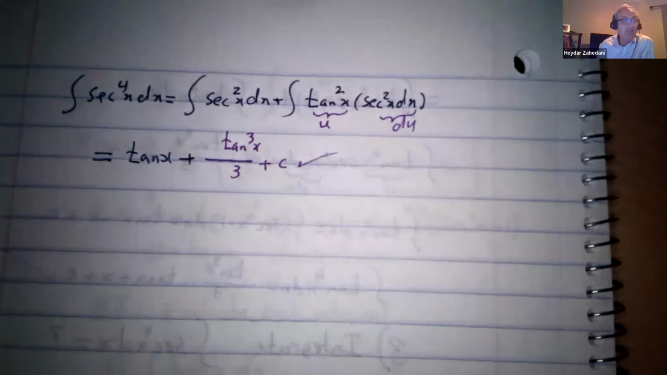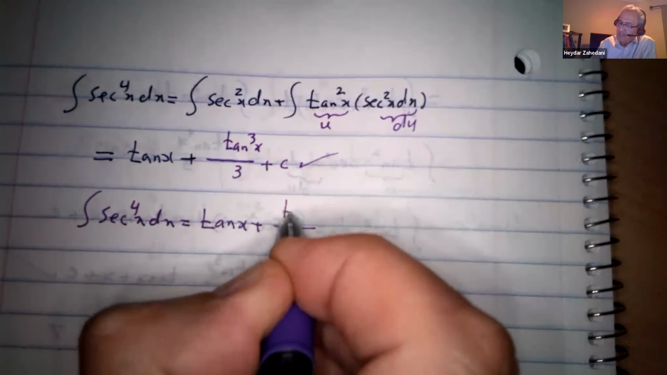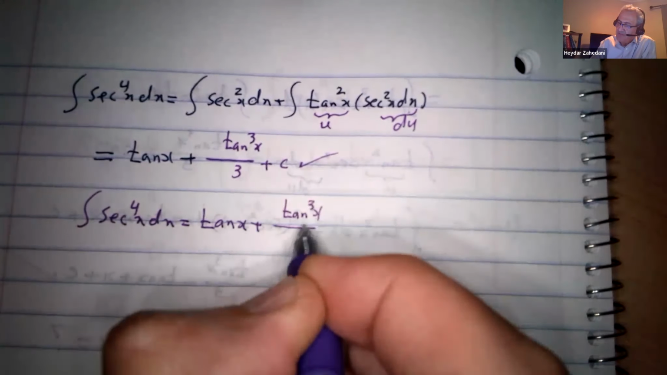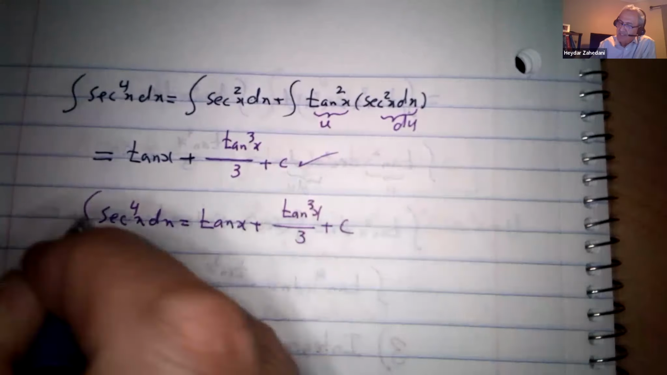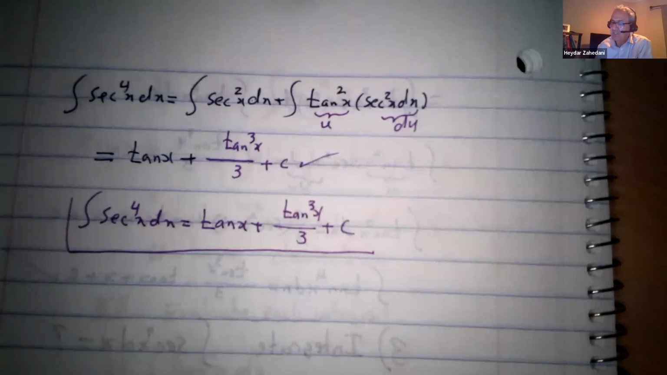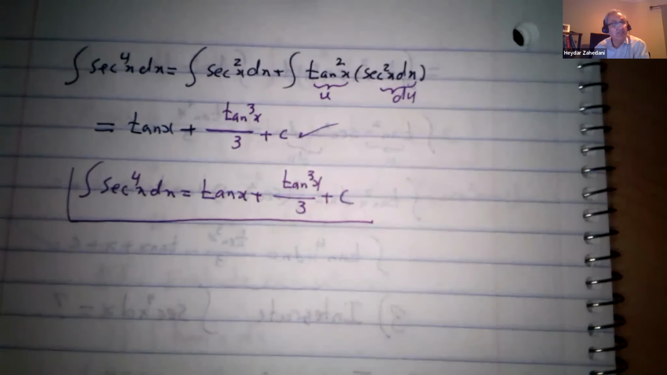So that gives you the final answer. This is the integral of a secant to the fourth. That gives you tangent x, and that gives you tangent cube of x over 3 plus c. There are some other methods to do this one, but that's a safe and easy method really for the secant to the even power. So that would be an easy case to apply.